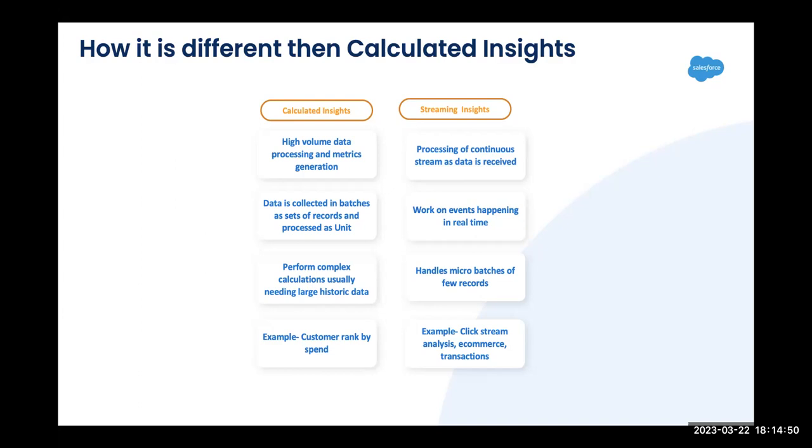And when you look at the example, customer rank by spend, I can design a rank of how much I spend based on my loyalty and all this. But in streaming insights, you have an example: if you click on any streaming analysis, e-commerce or transaction, all the data will hit streaming insights, and then you could design on real-time data. That's what we call customer magic.